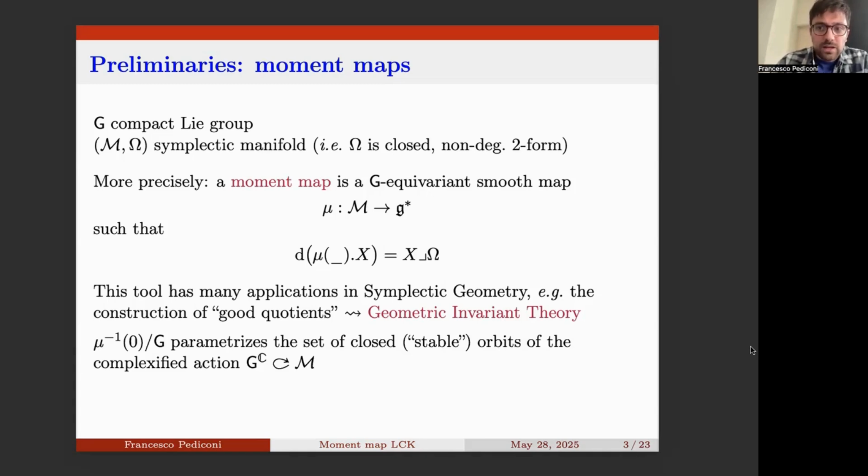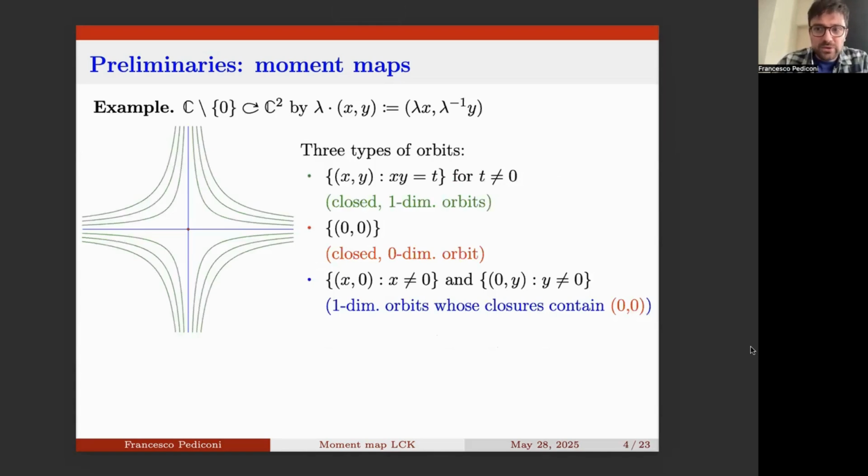So let me give you the basic example of this picture. This is the most famous example that you find in all the textbooks. As a manifold, you consider C^2, and you consider the action of the complex Lie group C minus the origin acting on C^2 in this way. You have lambda, and you define the multiplication of lambda times a vector (x, y) in this way: the first component you multiply by lambda, and the second component you multiply by lambda minus 1.